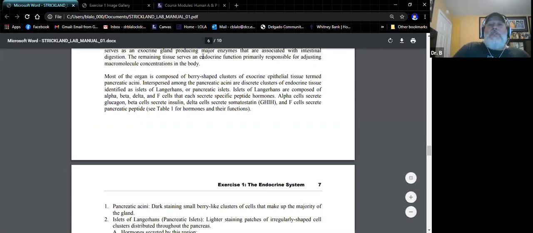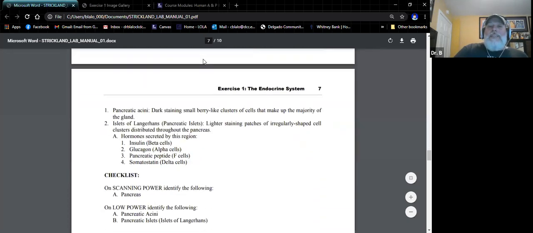But from an endocrine function, the endocrine function is primarily related to blood glucose levels. The two primary hormones associated with blood glucose levels are going to be glucagon and insulin. Glucagon is going to be responsible for raising blood glucose. Insulin is going to be responsible for lowering blood glucose. Alpha cells are going to secrete our glucagon, and beta cells are going to secrete our insulin. Now, we do have delta cells, which are going to secrete somatostatin, and we have F cells, which are going to secrete pancreatic peptide. That pancreatic peptide will be used in some digestive purposes.